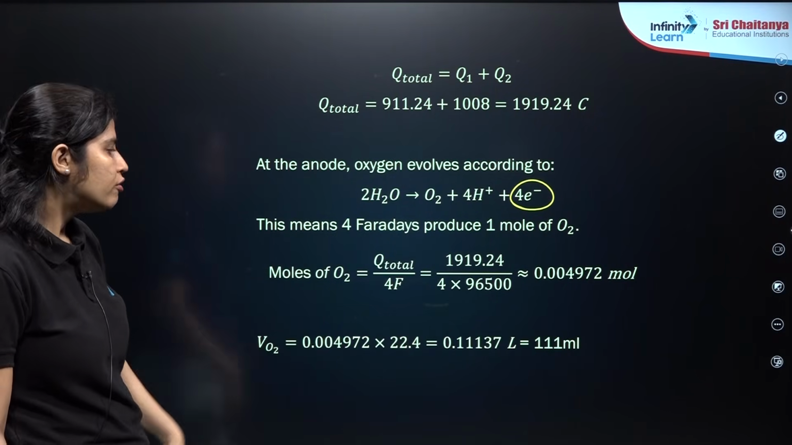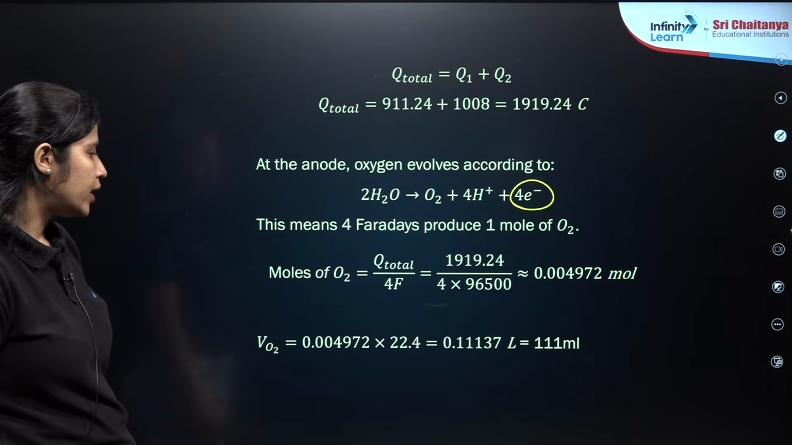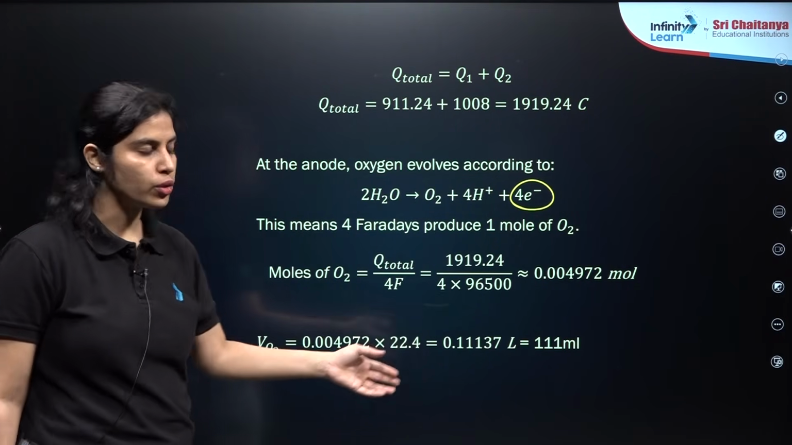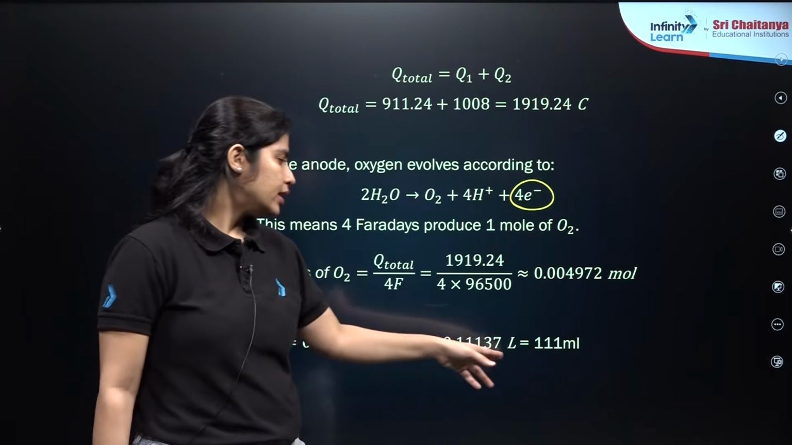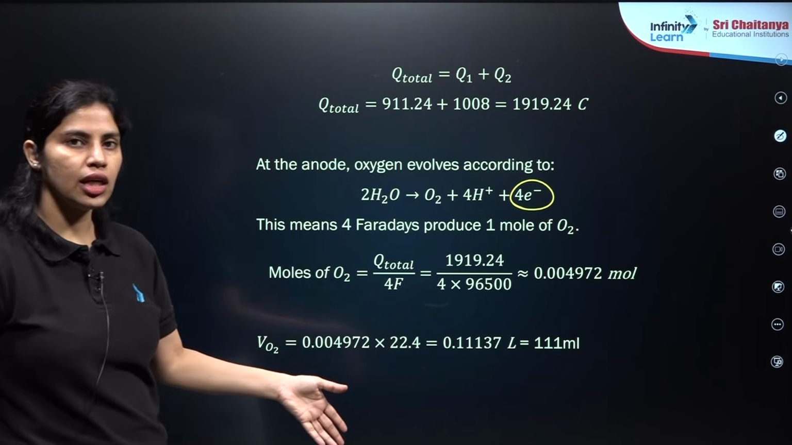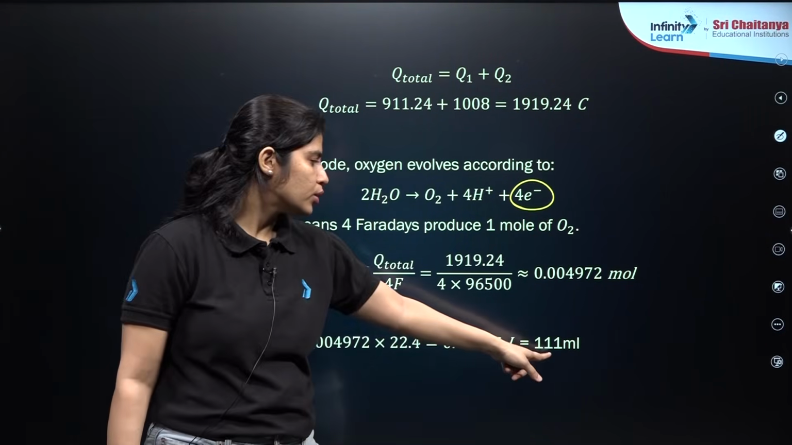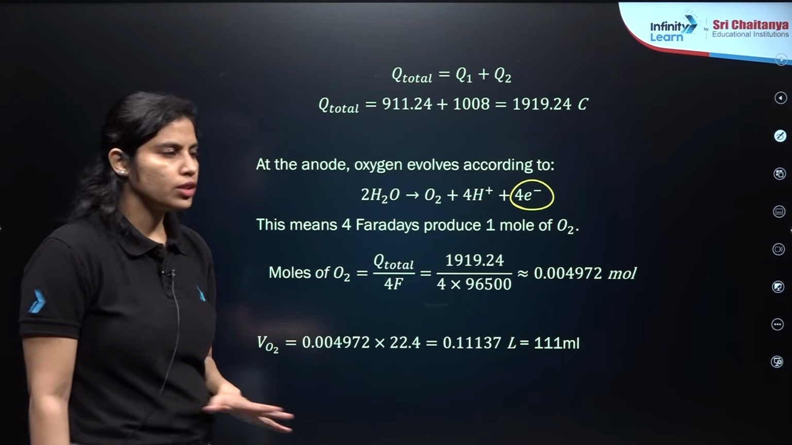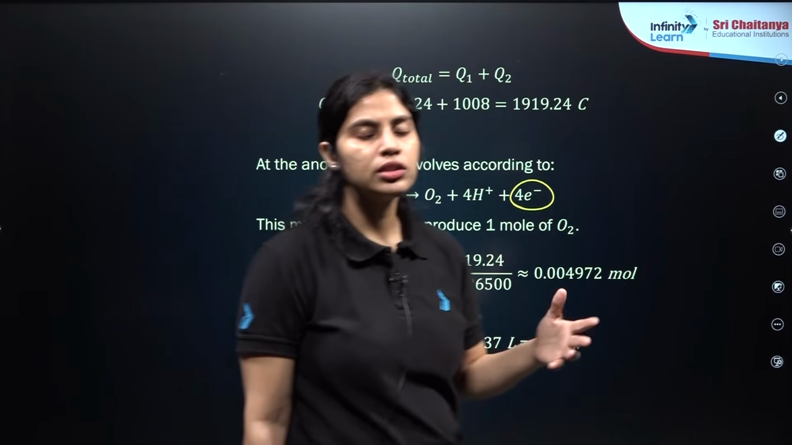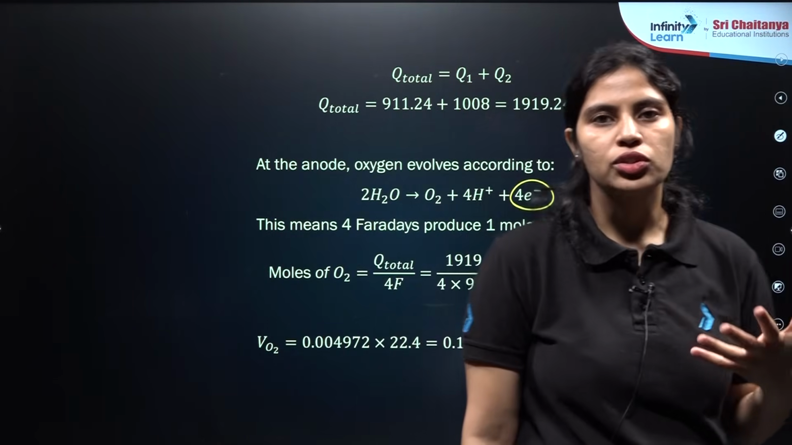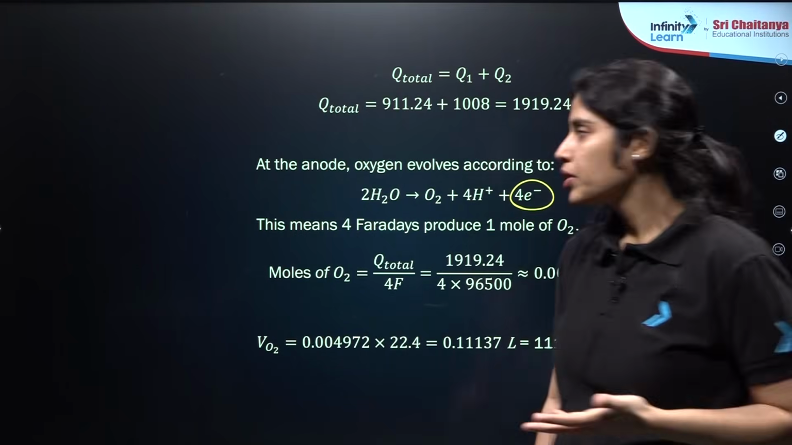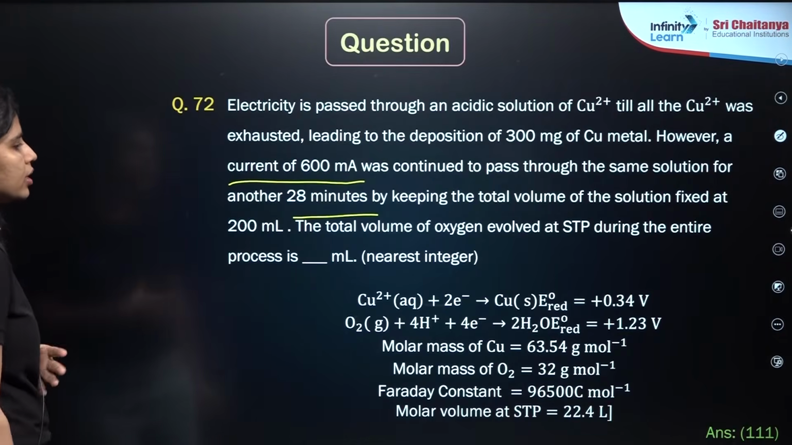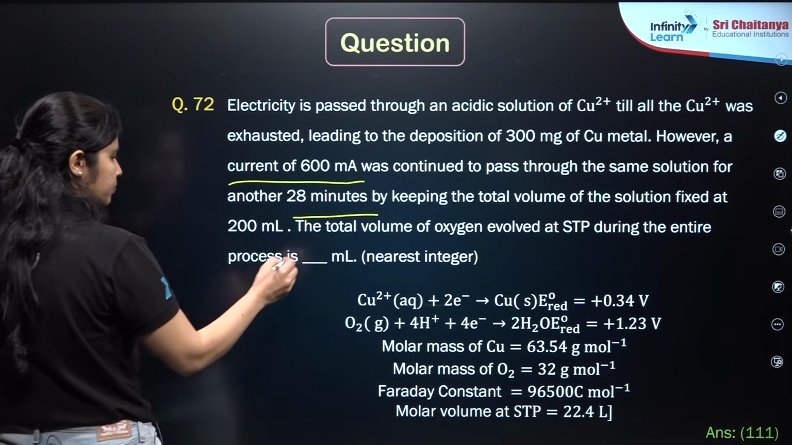Total charge divided by Faraday will give you 0.004972 moles, and to calculate the volume from the number of moles, we multiply by 22.4 liters. Then you will get the answer in liters. Since the answer is asked in ml, it is going to be near 111 ml. Okay, a difficult question, I totally agree, it takes a lot of time. A lot of formulas from electrochemistry have been used here. So the correct answer is 111.